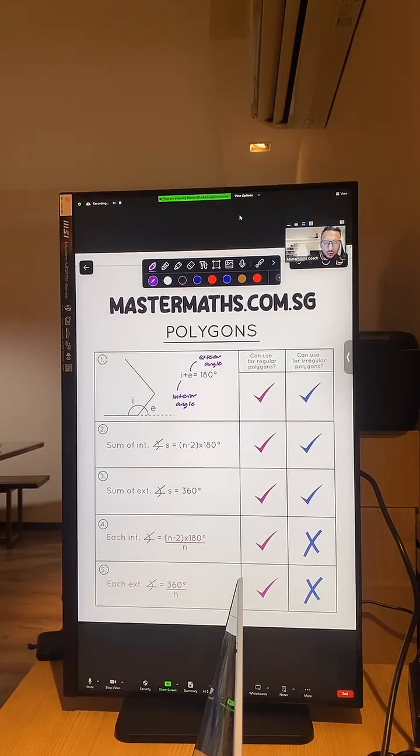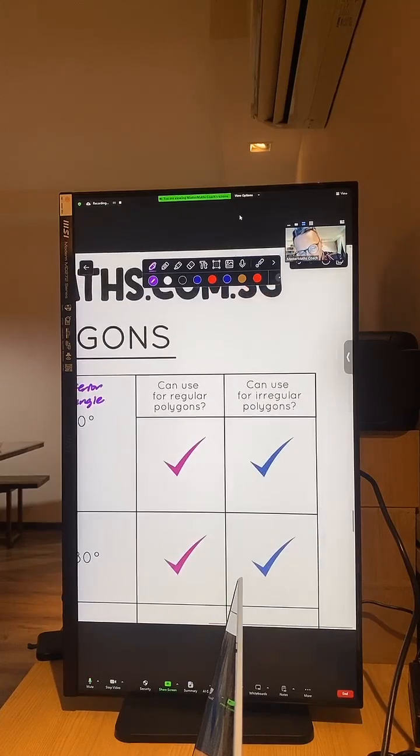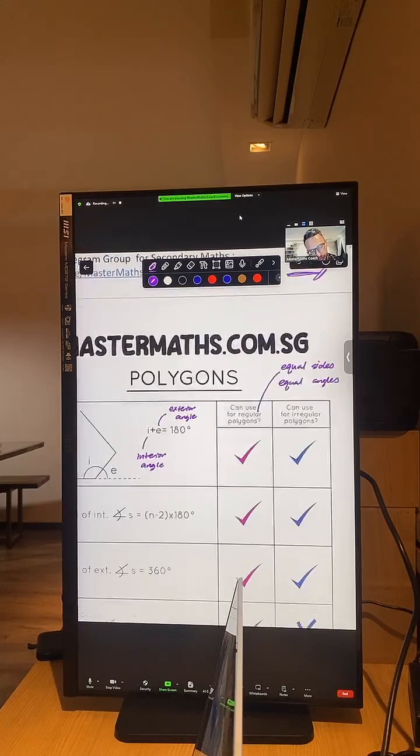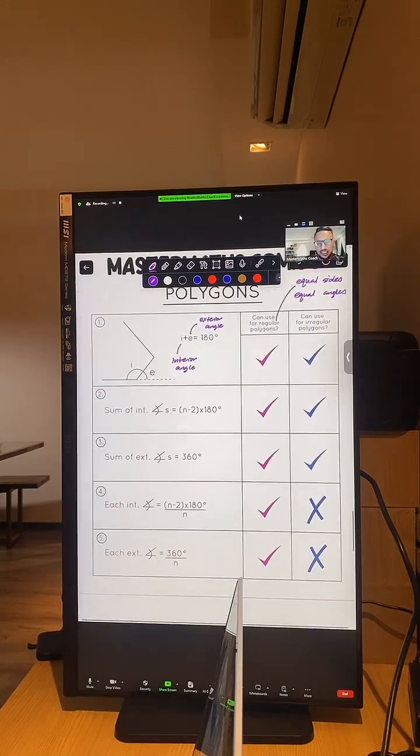Okay, again, for those of you who are wondering what's a regular and what's an irregular polygon: regular polygons have equal sides, equal angles. So obviously you would know that an irregular polygon does not have equal sides and does not have equal angles.